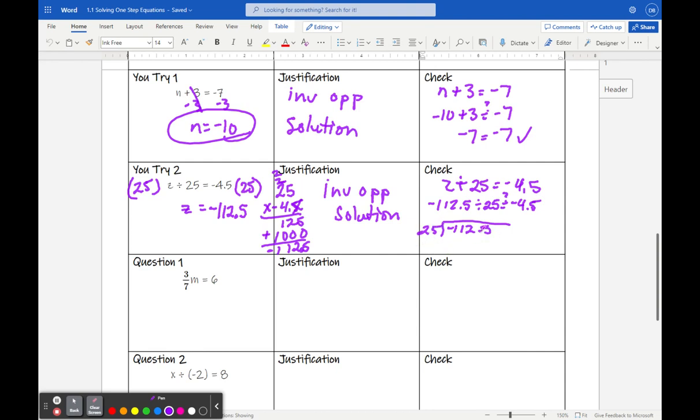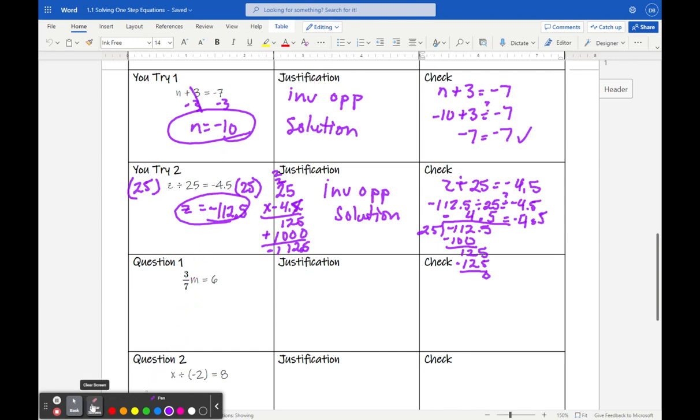I don't have a decimal here, so I'm just going to float that bad boy up. I have negative divided by a positive, so that negative stays put. I know that 4 25s is 100. I have 12 left over, and I drop my 5. 5 25s is 125. So I do, in fact, have a negative 4 and 5/10 equaling that negative 4 and 5/10. So this is correct. If you got a negative 112 and 5/10 for Z, you are correct.